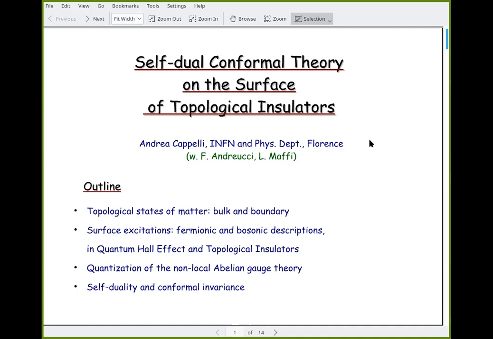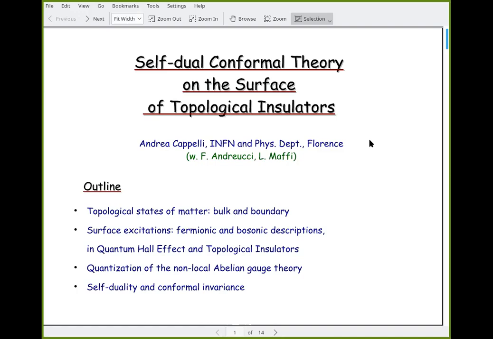I will start by talking about the quantum Hall effect, because this is the best understood, since already more than 20 years. And then we will talk about the topological insulators, which are more recent, and also they are in one more dimension, 3+1 dimensions. Then I will discuss this little result, which is a property of the effective theory of topological insulators.